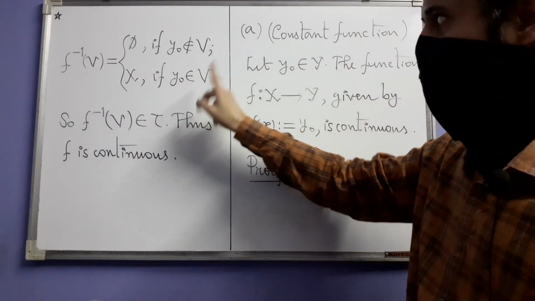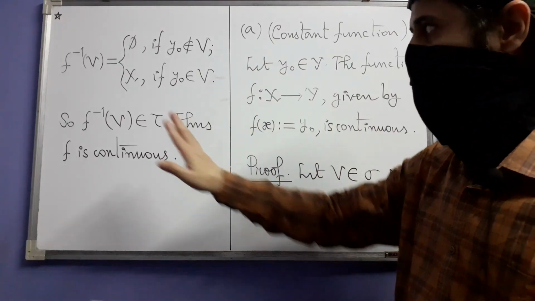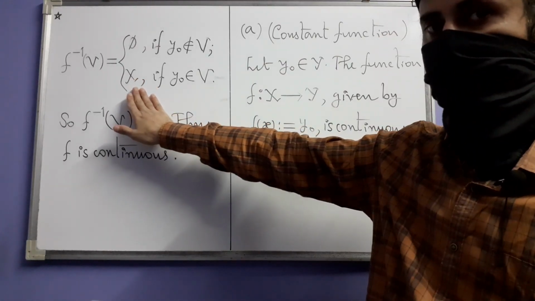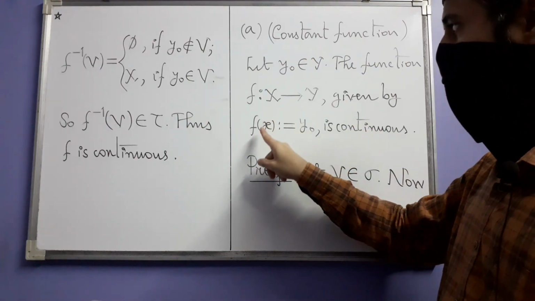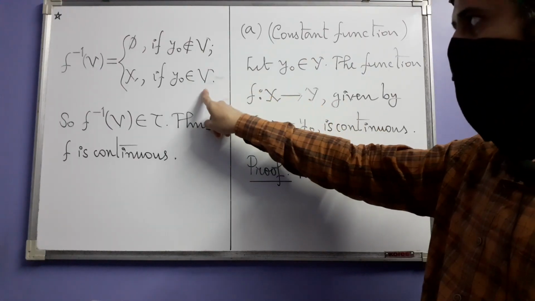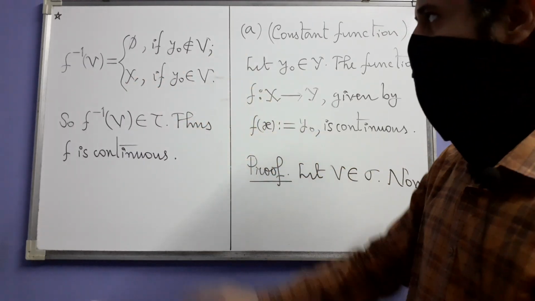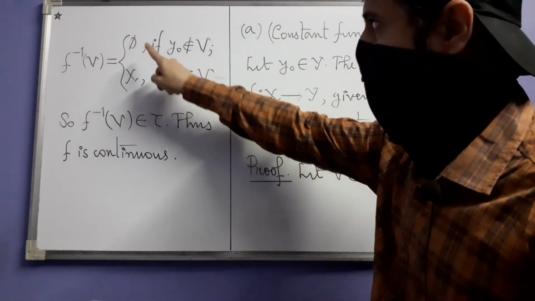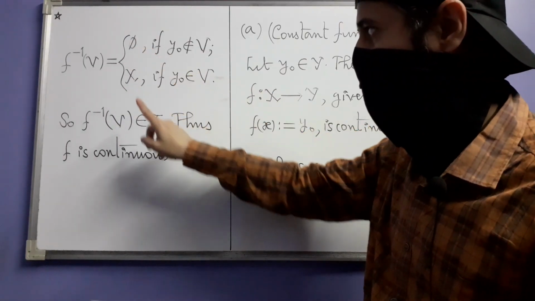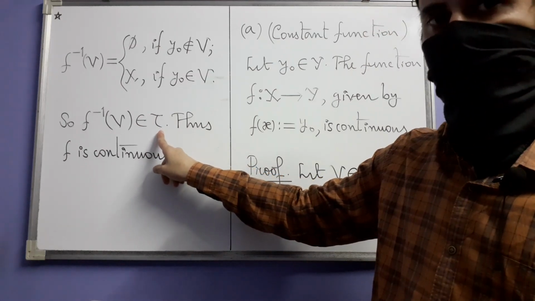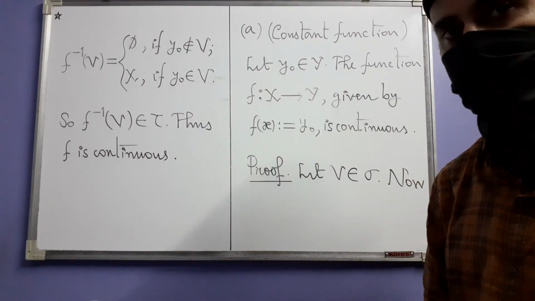Otherwise, if y0 belongs to V, then what can you say about the inverse image? In that case, that will be the entire space X. Because no matter what point x you choose from X, f(x) will be y0 which is in V, and that's why x will be in f inverse of V. And in both these cases, are we having an open set in X? Yes. Both these sets are in τ. That is why, by definition of continuity, f is continuous.